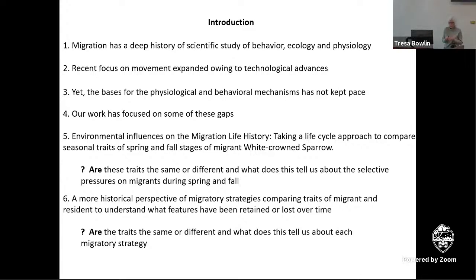For a long time, people thought, oh, they're just the same, they're just going in different directions. But now our ideas about that are changing. And a more historical perspective I'd like to discuss is the migratory strategy, and compare the traits of a migrant and a resident to understand what features have been retained or lost over time. And the question is, are these traits the same or different? And what does that tell us about each of the migratory strategies?